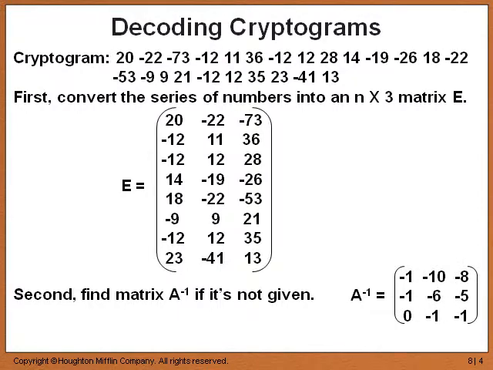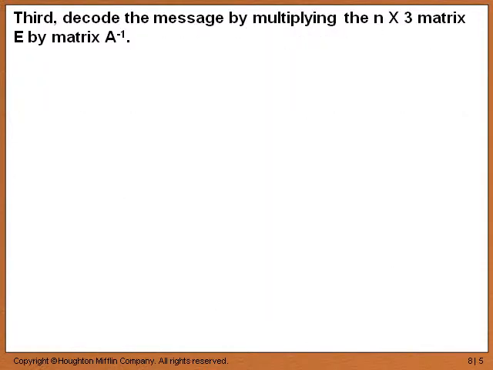A inverse is this matrix, negative 1, negative 10, negative 8, negative 1, negative 6, negative 5, 0, negative 1, negative 1. Third, we're going to decode the message by multiplying the n by 3 matrix E by matrix A inverse. And that matrix equation looks like this. Matrix E times matrix A inverse equals matrix U.